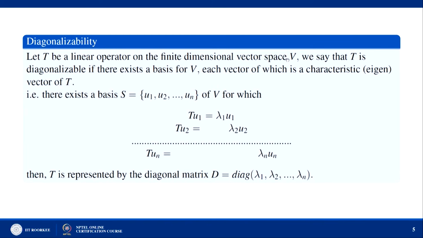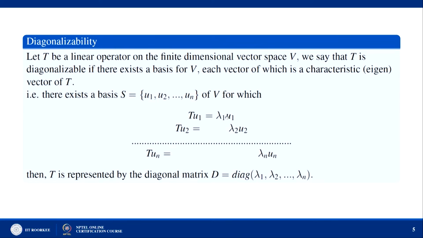Now, in terms of a linear operator, what do we mean by diagonalizability? If T is a linear operator on a finite dimensional vector space V, then we say that T is diagonalizable if there exists a basis for V, each vector of which is a characteristic vector of T. So, what does it mean? It means that there exists a basis S given by u1, u2 up to un of V, for which T of u1 equals lambda 1 u1. It is something like Ax equals lambda x.